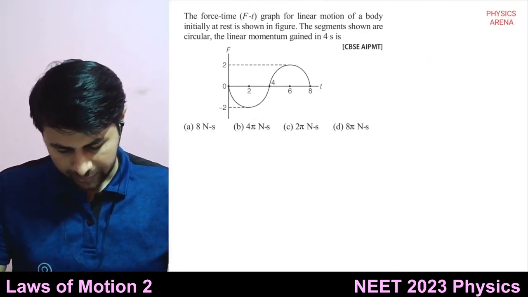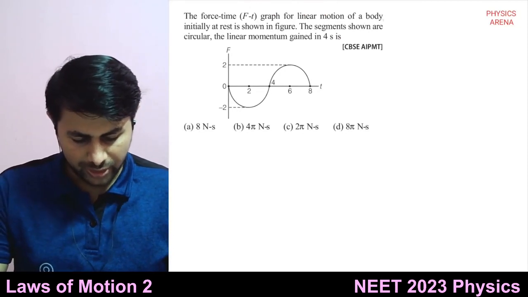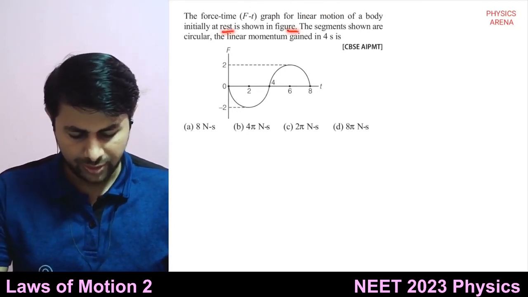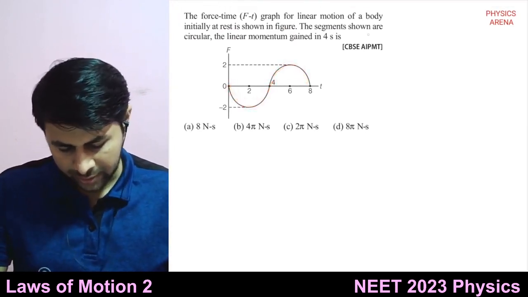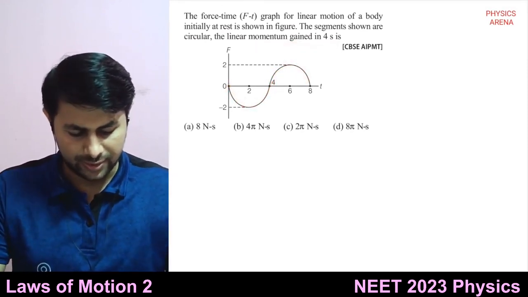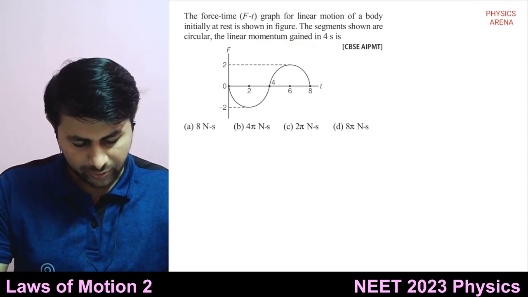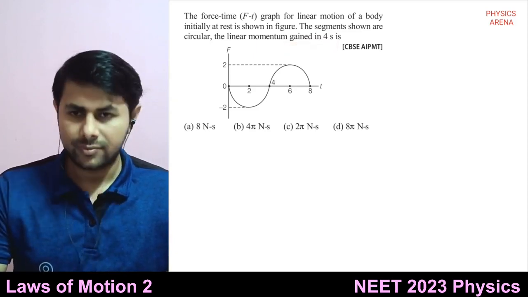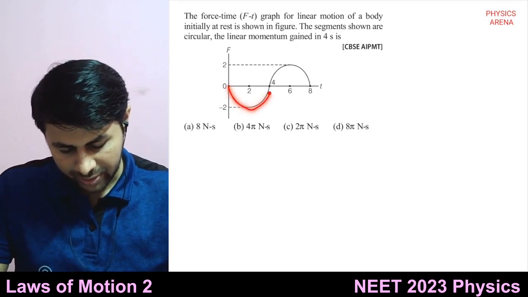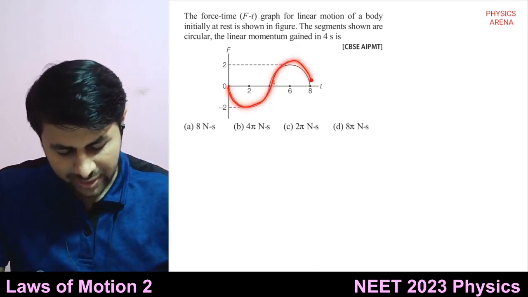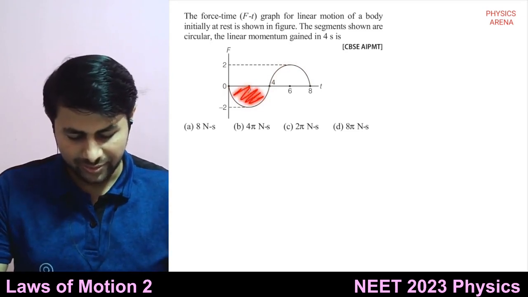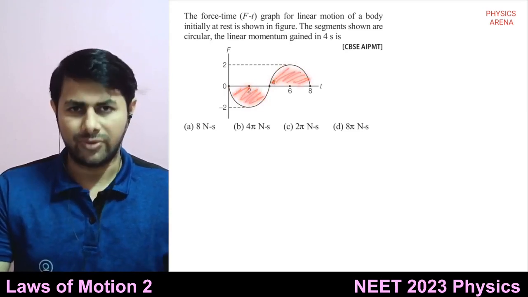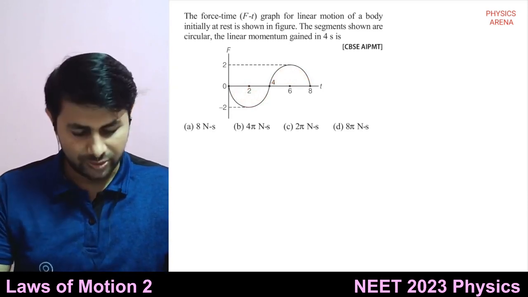Okay, the next one. The force time graph for a linear motion of a body initially at rest is shown in the figure. The segments shown are circular. Then the linear momentum gained in 4 seconds is. Okay. So what will be the linear momentum gained? They are asking in the first 4 seconds. If they had asked in 8 seconds, what would be the answer? It will be 0, because this area is negative and you have the same positive area. So negative and positive get cancelled.